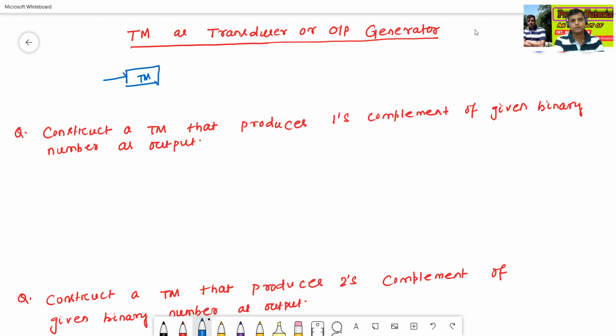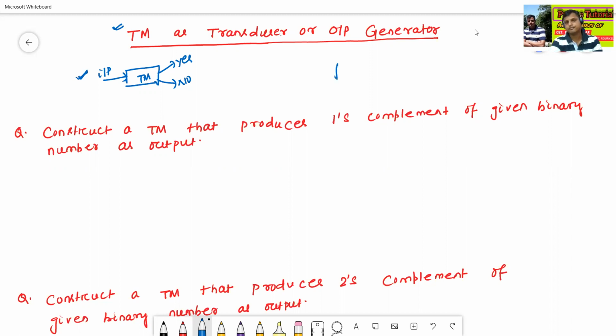When we pass the input, the Turing machine either accepts or rejects, meaning either yes or no. The output means the Turing machine either recognizes or does not recognize the input. This is one type of Turing machine that we have already discussed. But in this class we'll discuss the Turing machine as transducer or output generator.